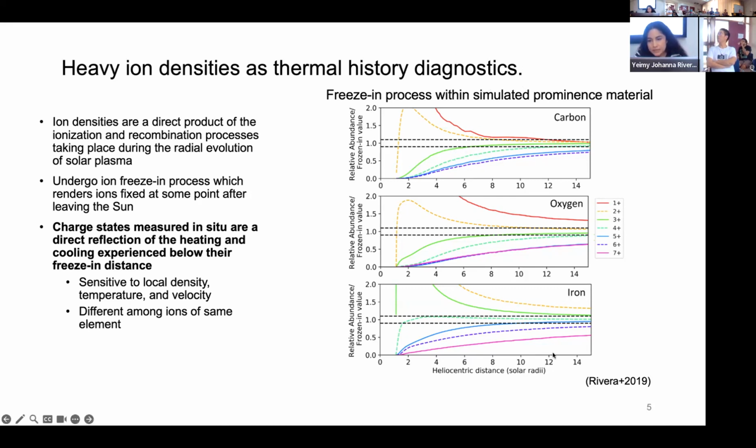And so this plot here, from my 2019 paper, is a visual representation of the freeze-in process for some of the carbon, oxygen, and iron ions. How you read this plot is we're looking at a ratio of the relative abundance of each ion divided by its frozen-in value as a function of heliocentric distance from the sun. When this particular ion profile gets to 1, that's when it has reached its freeze-in altitude, right? That's when the ratio you're looking at is no longer changing.